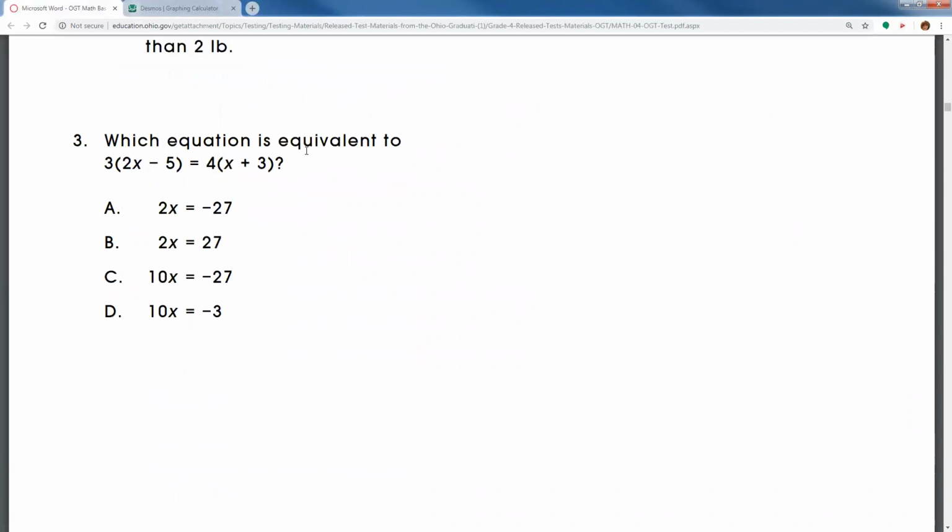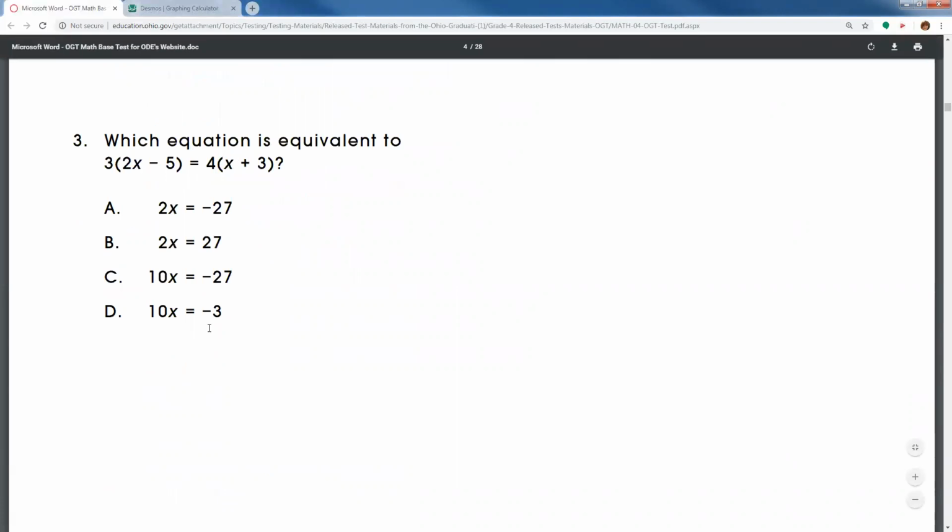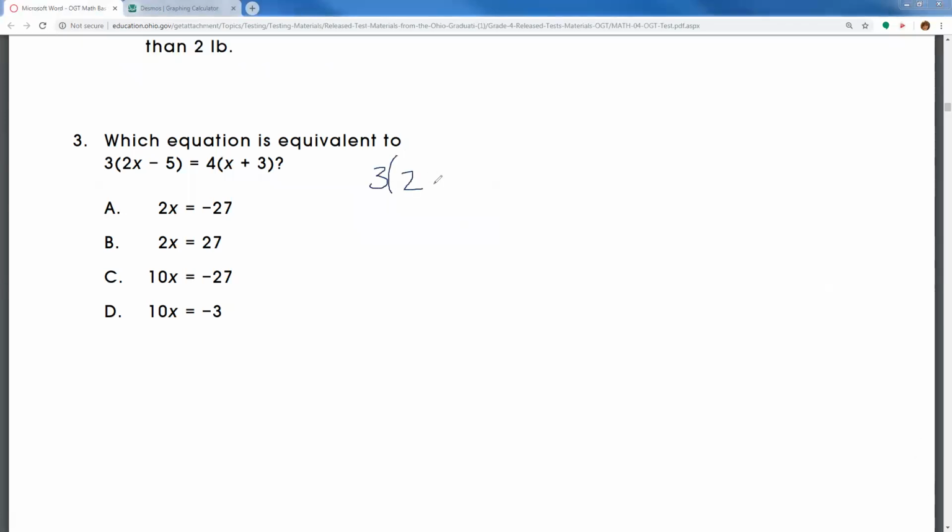Which equation is equivalent to this expression? So this somehow matches one of these. For this, we have to actually go through and try to solve this equation, even though it doesn't say to solve, it asks which one is the same. Somewhere in our solving process, it should end up looking like one of these.